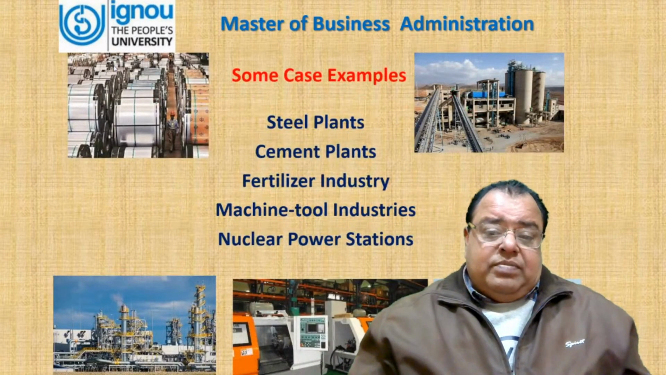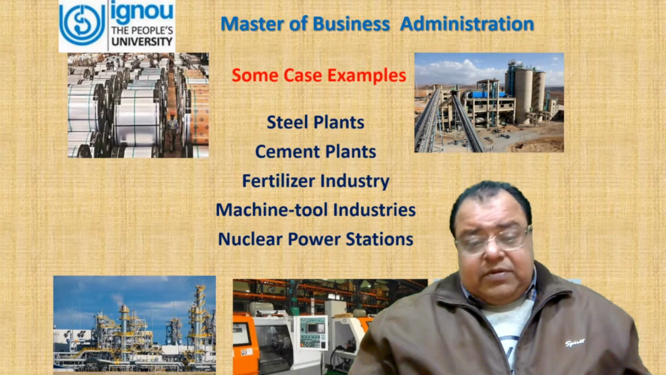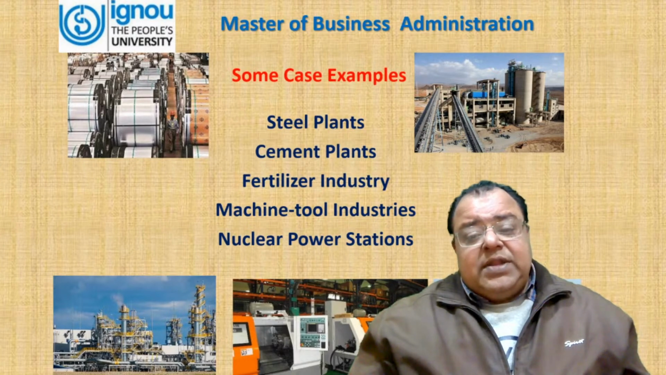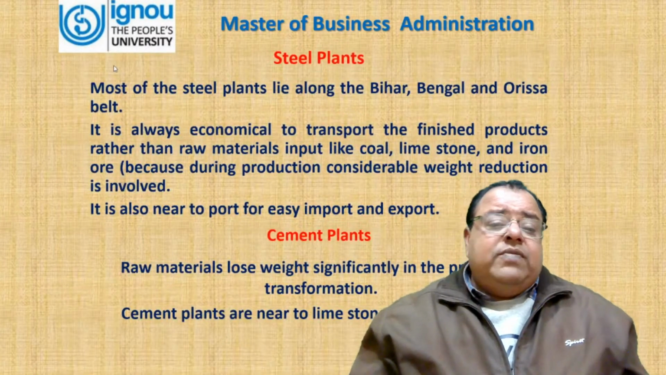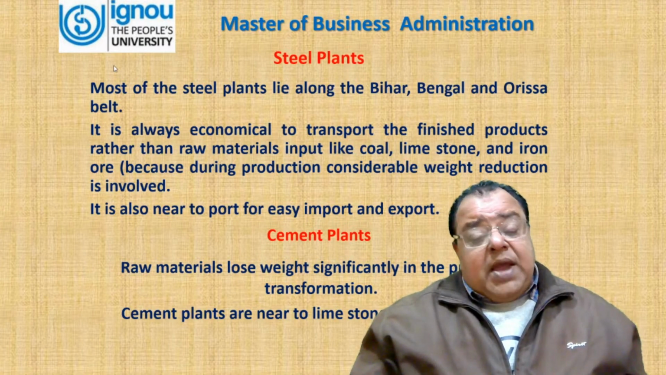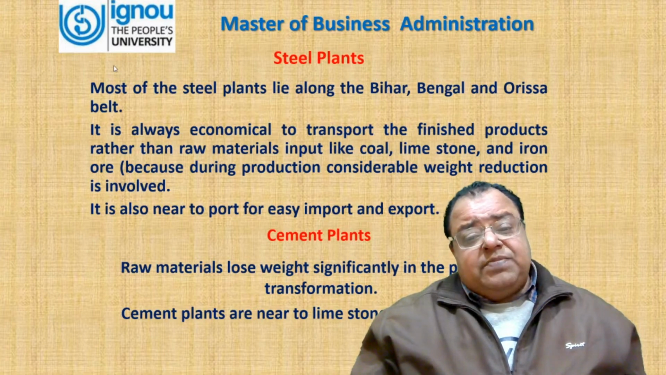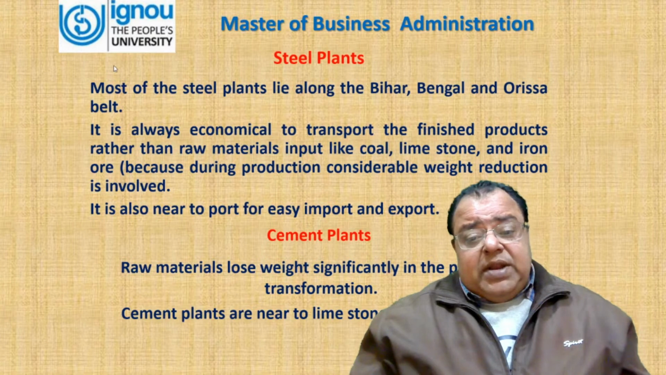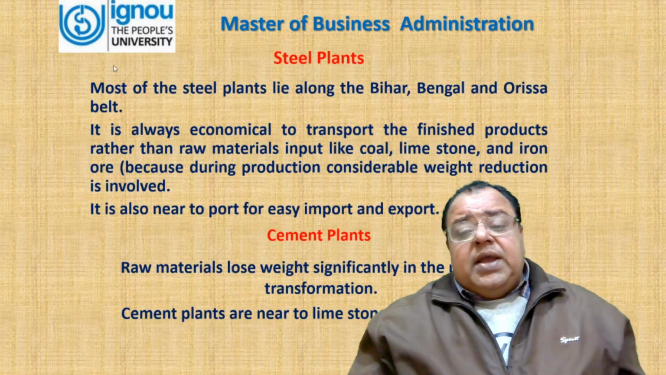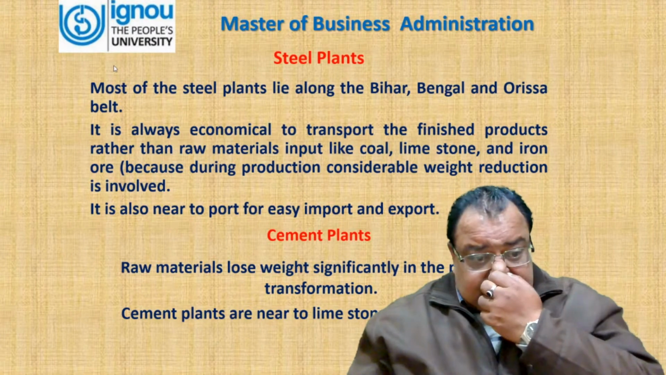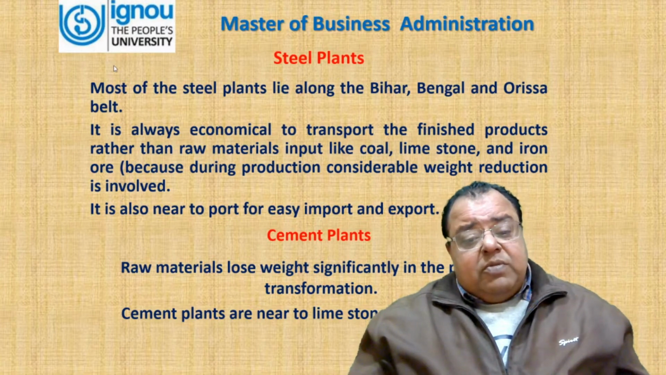These are some of the case examples we will be discussing: steel plant, cement plants, fertilizers, machine tool industry, nuclear power station. We talk about steel plants. Most of the steel plants lie along the Bihar, Bengal, and Orissa belt. It is always economical to transport the finished products rather than the raw material inputs like coal, limestone, and iron ore, because during production, considerable weight reduction is involved. It is also near to a port for easy import and export.